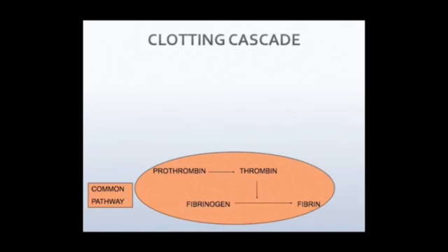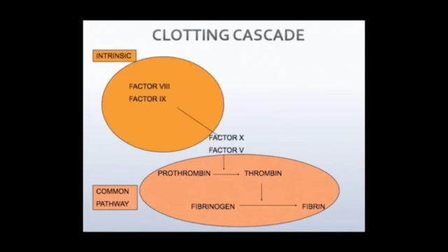As we've said, the pathways leading to this are intrinsic and extrinsic, and each of these has specific factors associated with them, and this is reflected in how specific deficiencies of factors affect the tests that we use to look at these two pathways. So in the intrinsic pathway, the fairly unique factors are most importantly 9 and 8, deficiencies of which we see in haemophilia A and B, but also includes 11 and 12.